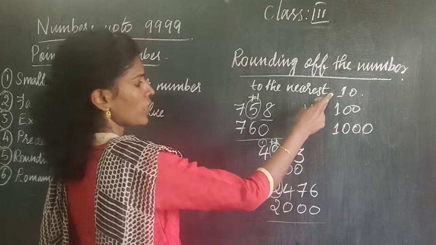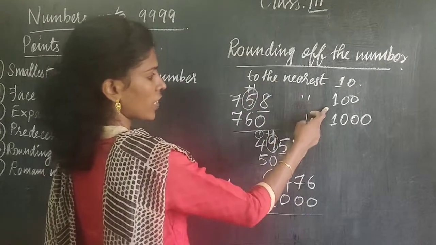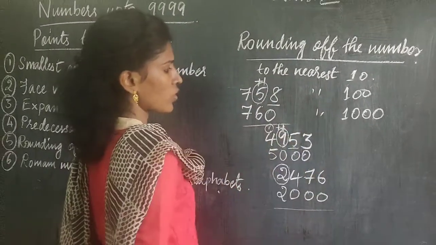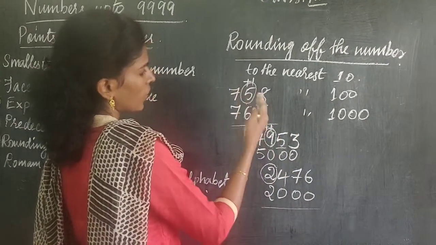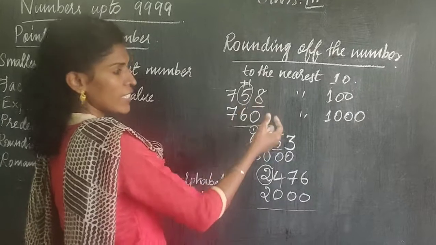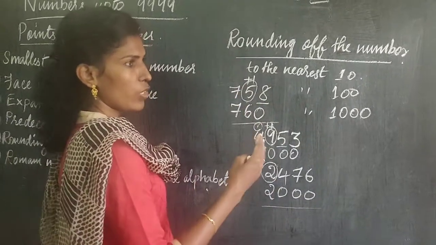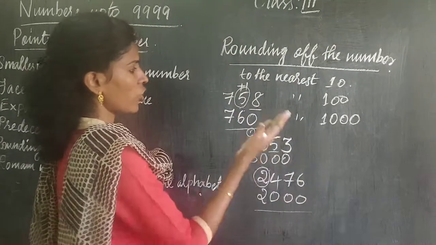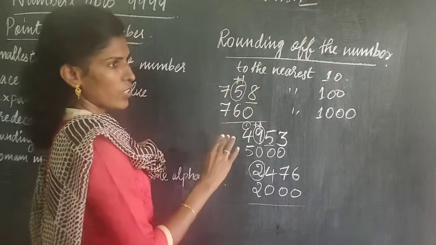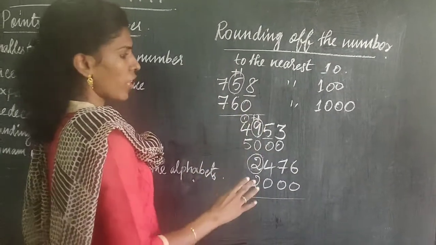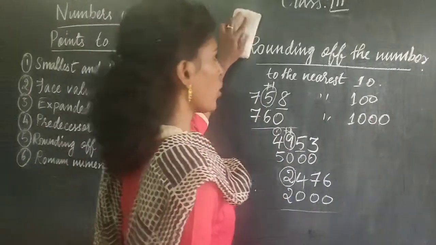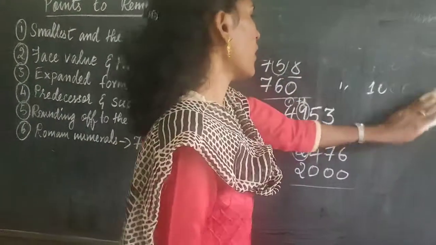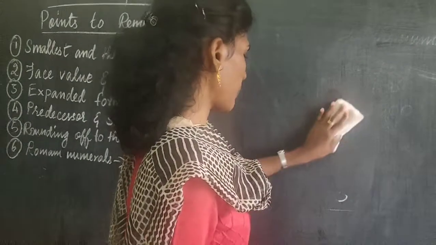To the nearest 10 means mark the tens place, nearest 100 means mark the hundreds place, nearest 1000 means mark the thousands place. Again, a change will happen if the next number on the right side is equal to 5 or bigger than 5, then you will add 1 to the number which you have marked. If it is smaller than 5, then you will not add anything, you will write it as it is. So this is rounding off to the nearest 10, 100 and 1000.